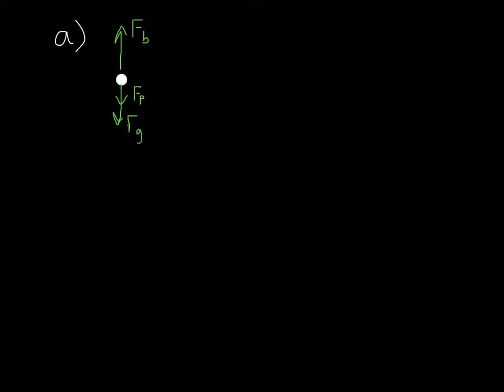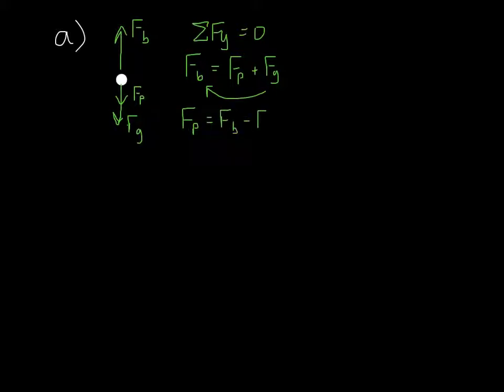So to hold it down in place, that is Newton's first law: net force in the y direction is equal to 0, which means the buoyant force, the upward force, is equal to the two downward forces added together, the pushing force plus the gravitational force. And I want to get the Fp by itself, so I'm just going to bring the Fg over to the other side. So the pushing force is equal to the buoyant force minus the gravitational force.